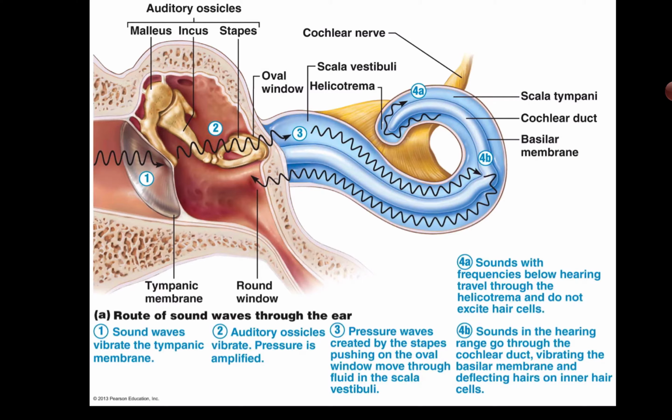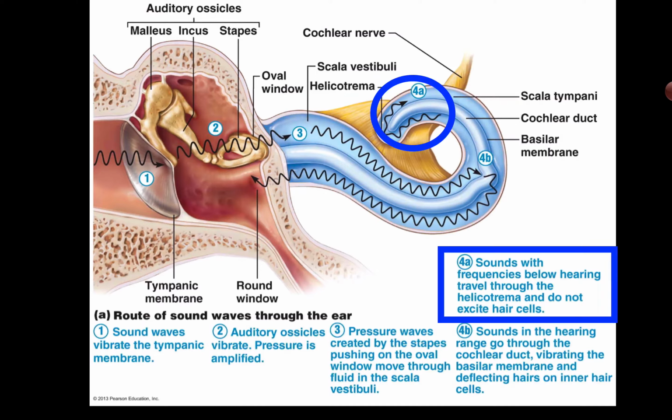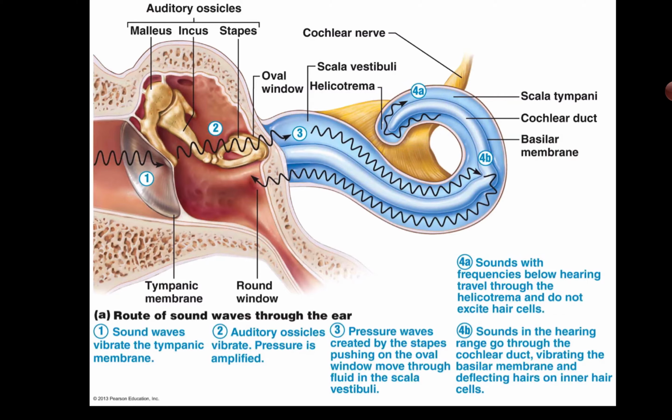So then the stapes starts to move, and that's going to create pressure waves in the inner ear itself. Number 3 says pressure waves created by the stapes pushing on the oval window move through the fluid in the scala vestibuli. At that point, if it's a very, very low frequency sound, as 4a indicates, sound with frequencies below hearing travel through the helicotrema and do not excite hair cells. So it's going to come right out the scala tympani and right out the round window. So you won't ever detect it.